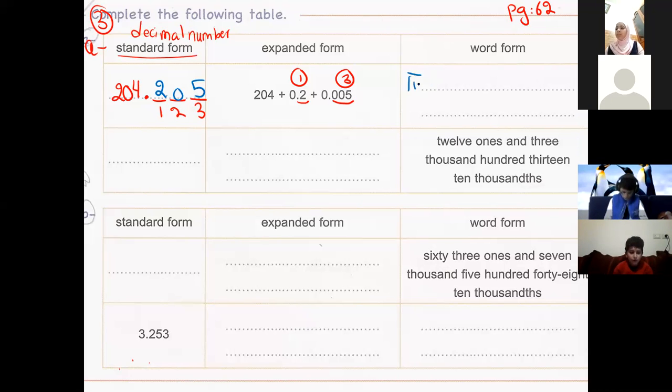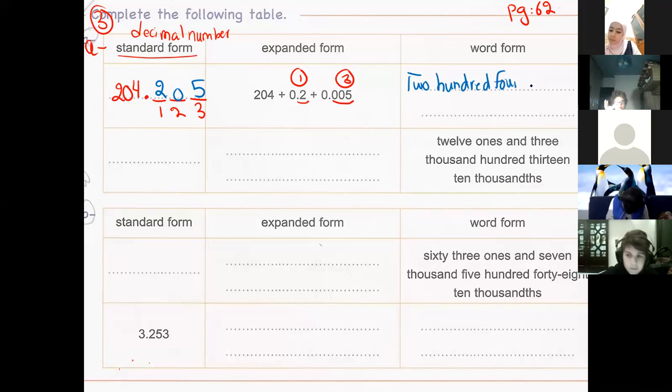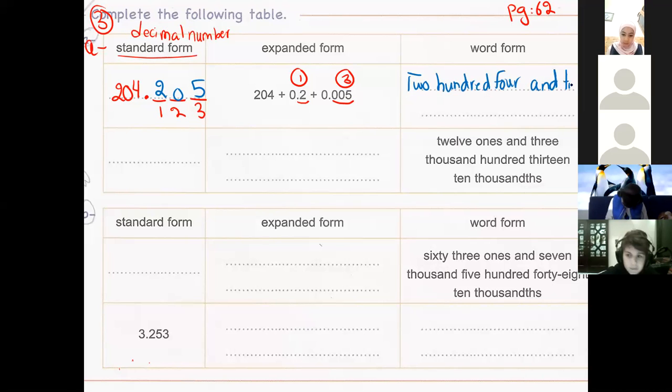204 and 205,000. Yes. How do we read the decimal part? Excellent, Majid. Why did you say thousandth at the end, Majid? Because we have 3 digits. Bravo, proud of you, Majid. We have 3 digits in the decimal part.